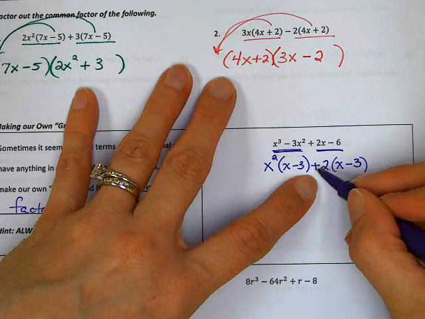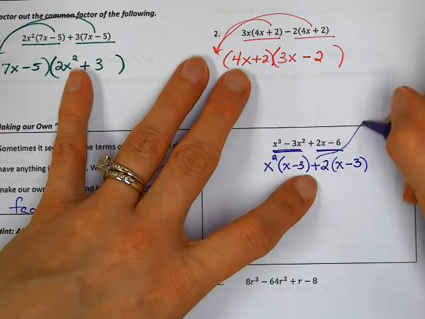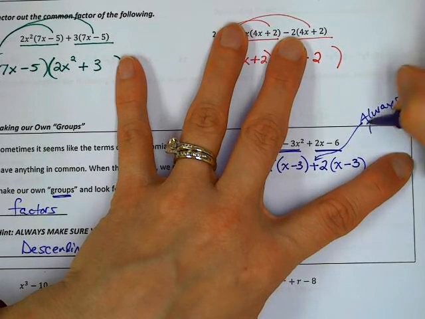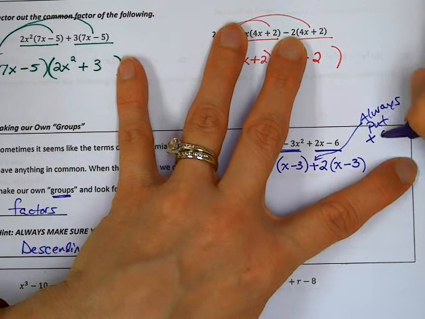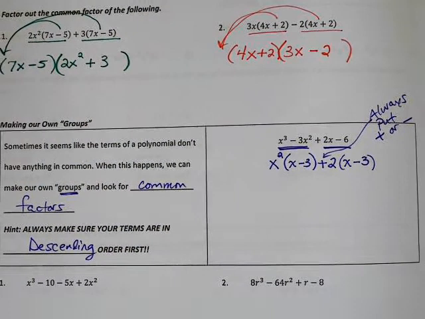Very important right here. You have to put a plus or a minus sign. Let's write that down, okay? Always put plus or minus sign. Okay, now we're back to factor by grouping.